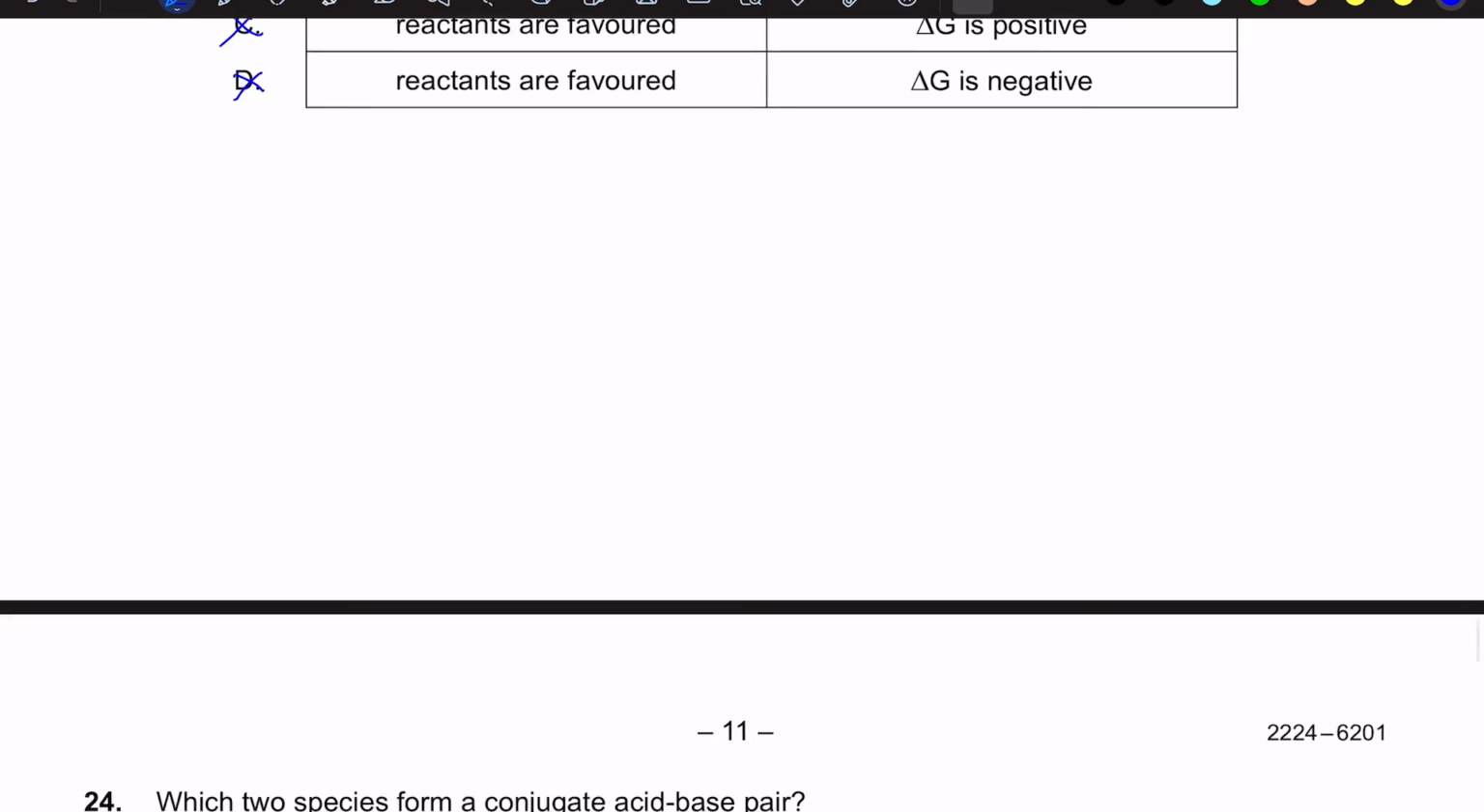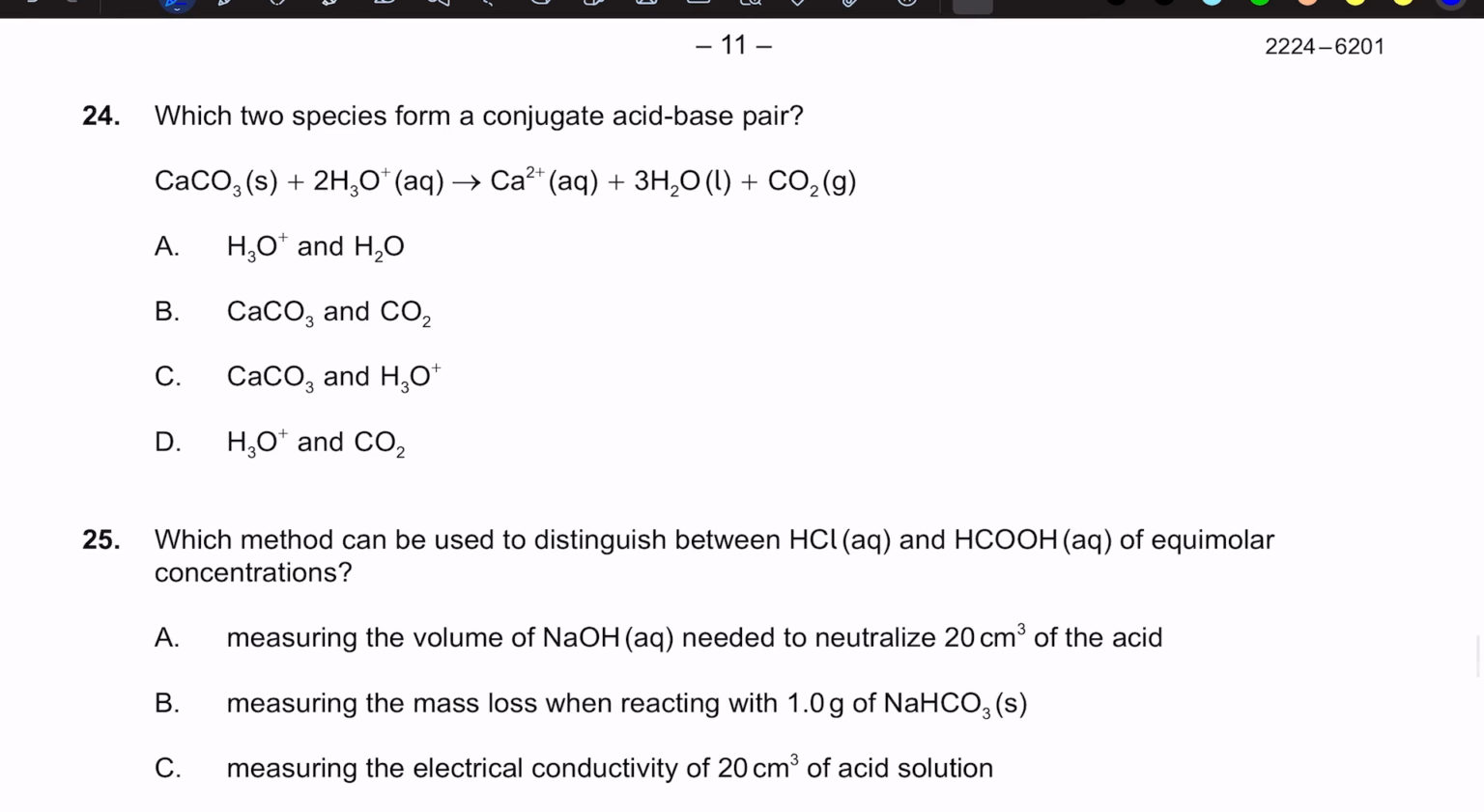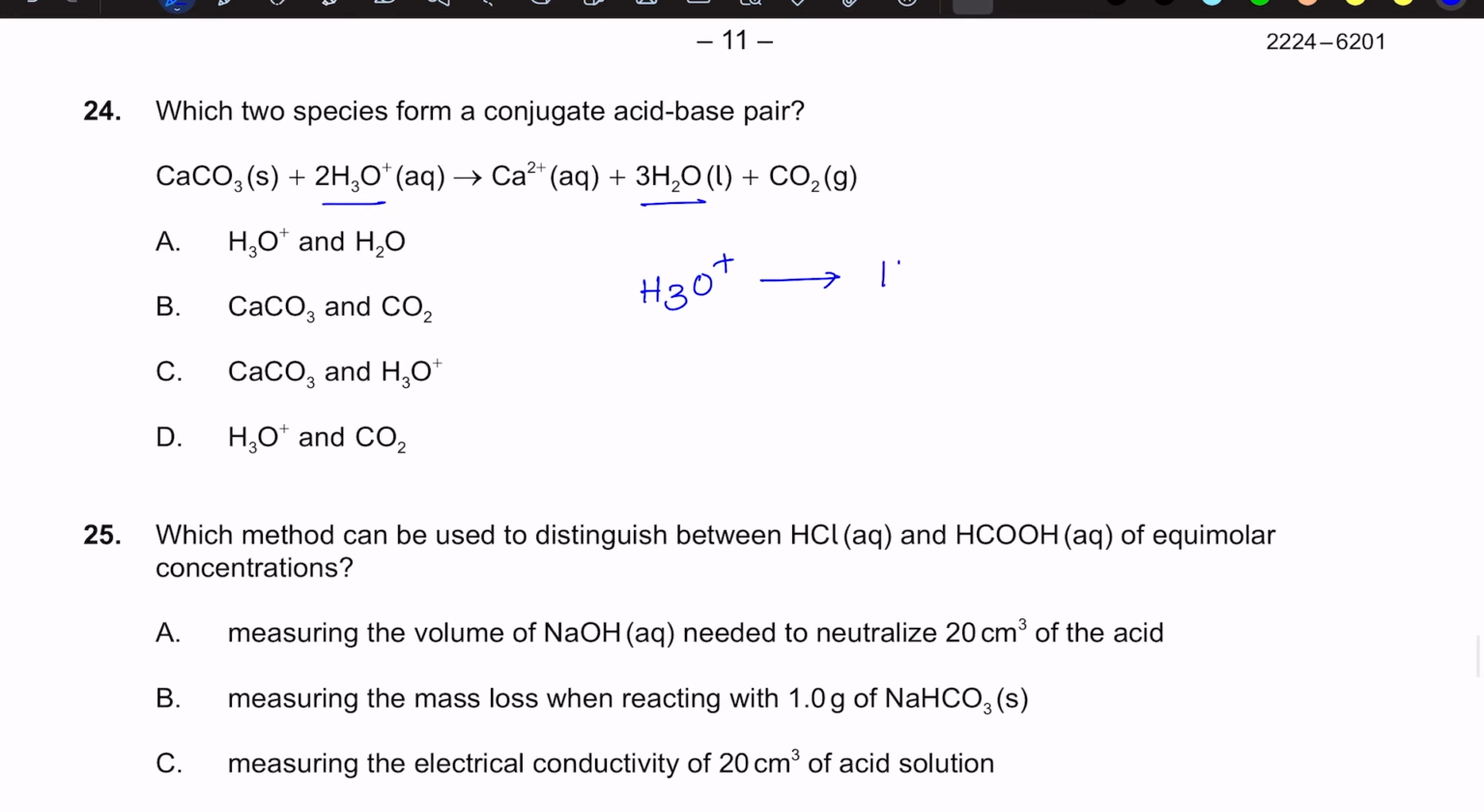Moving to question 24. Which two species can form a conjugate acid-base pair? Conjugate acid and conjugate base. So we can just pick out H3O plus and H2O. H3O plus is the acid because if you look at the forward reaction, H3O plus is losing an H plus. In the reverse reaction, H2O is accepting an H plus to form H3O plus. So this is the conjugate base.